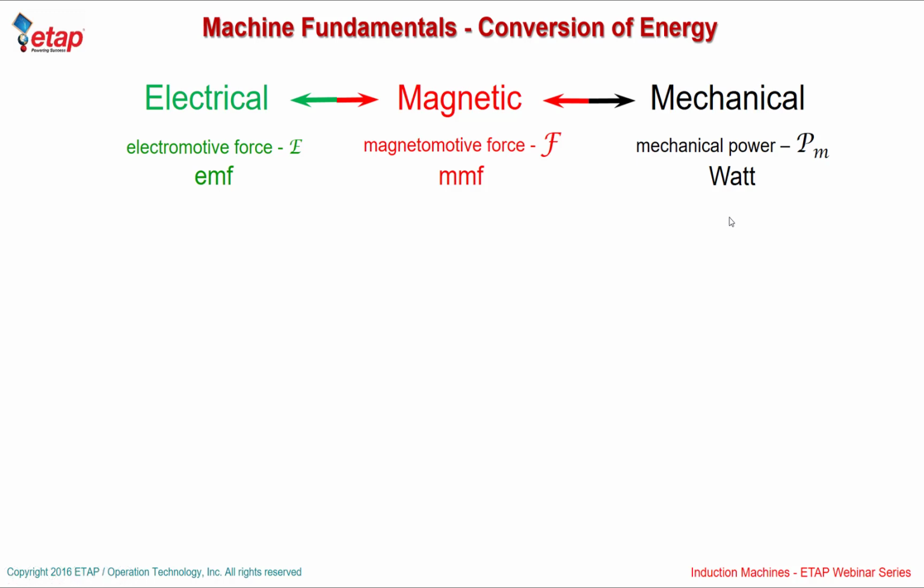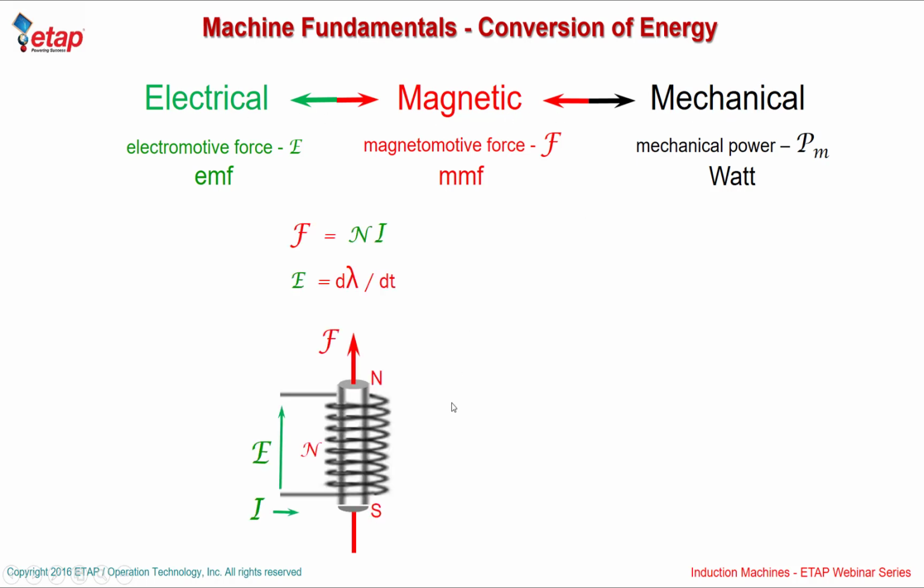So these are the three types of energy that we have, and what we want to do in a machine is convert from electrical to magnetic to mechanical energy, and these are the conversion rules. If I have a coil with n number of turns and apply voltage to it, I would get a current flowing in there, and using the right hand rule I would create an MMF which goes from the south pole to the north pole of the magnet.